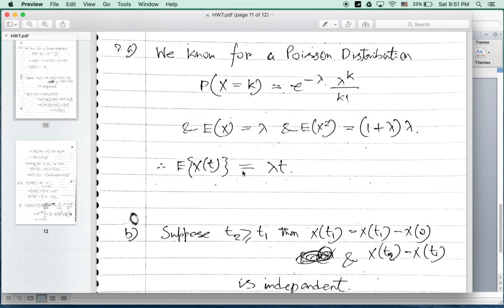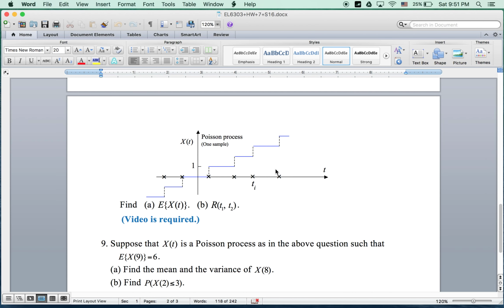First, the expectation of a Poisson process. We know that for a Poisson distribution, the probability of X equals k is e to the power minus lambda into lambda to the power k by k factorial. The expectation of a Poisson distribution is lambda, the expectation of X squared is (1 plus lambda) into lambda, and its variance is also lambda. So for a stochastic Poisson process, the expectation of X(t) can simply be written as lambda t. That's very simple.